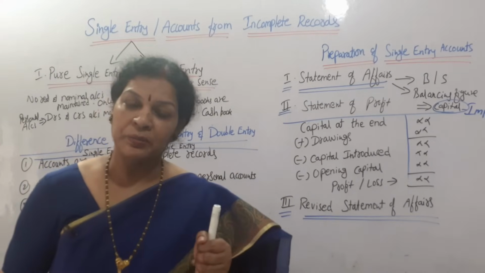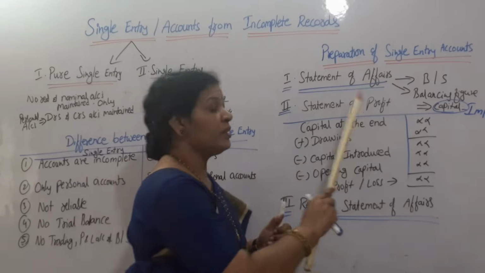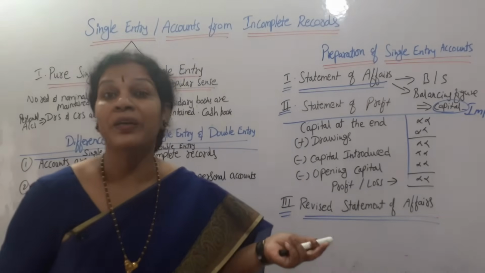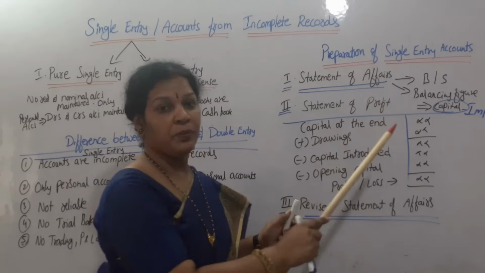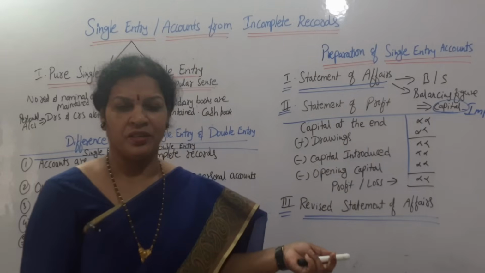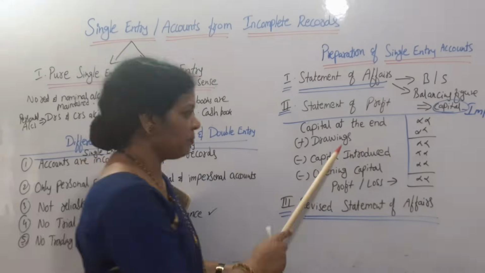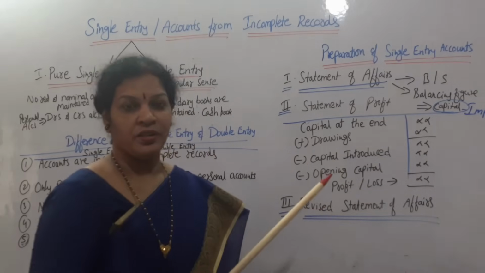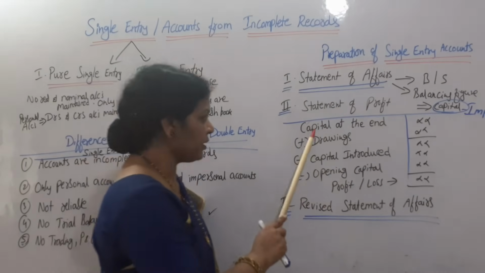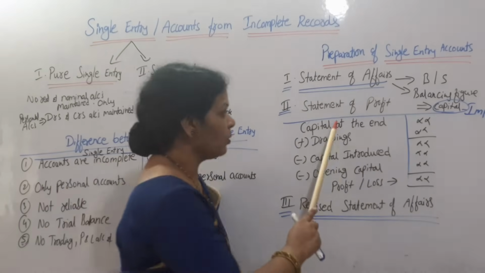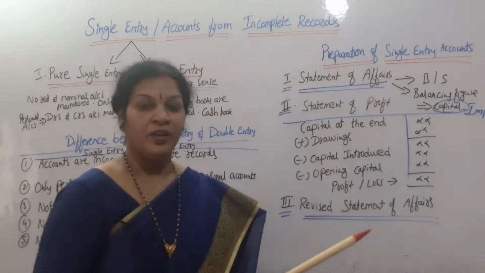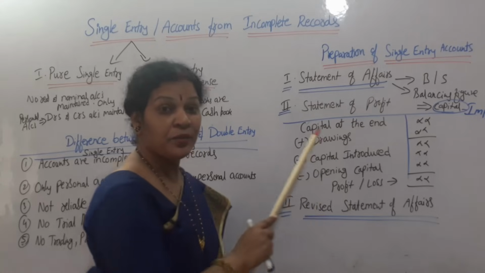Once you prepare the statement of affairs, then you have to go for the statement of profit. How do we get the profit? To know the profit or loss, we'll be preparing the statement of profit or loss. So how do you prepare it? Simply follow this pro forma. First we take capital at the end, meaning closing capital. To that we are adding drawings.